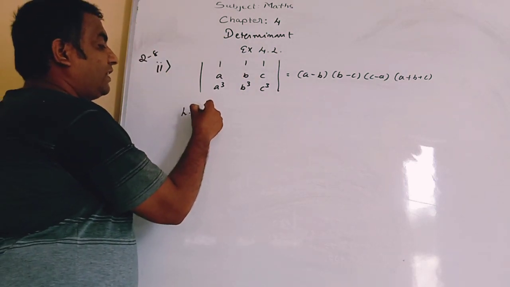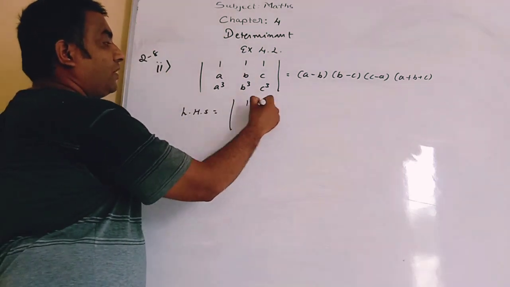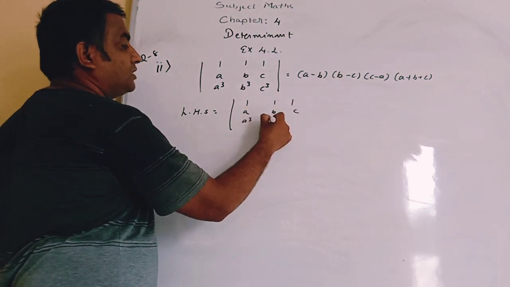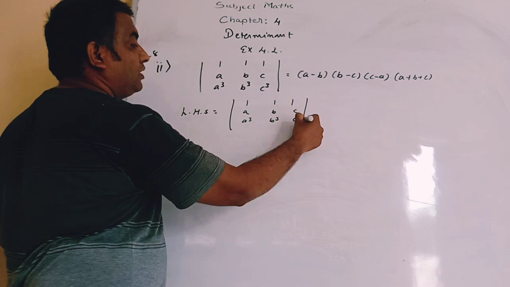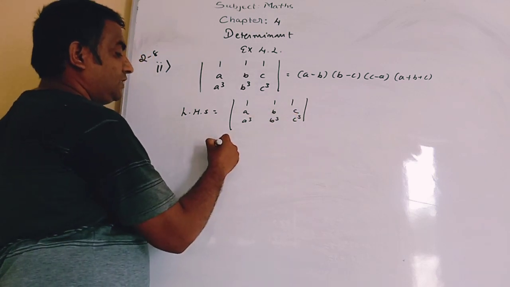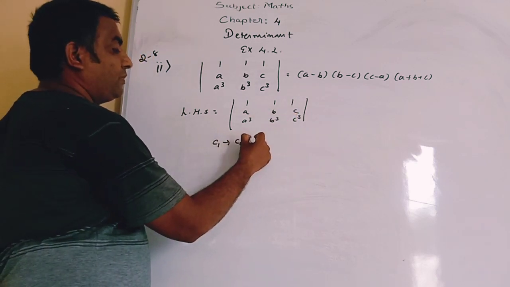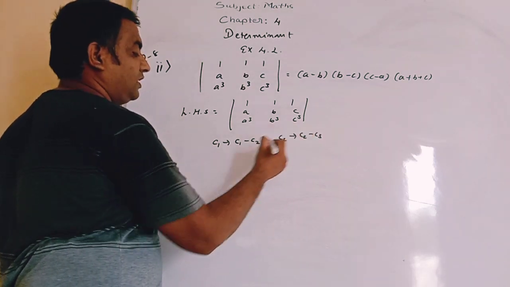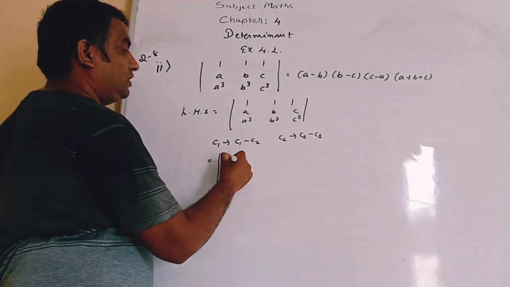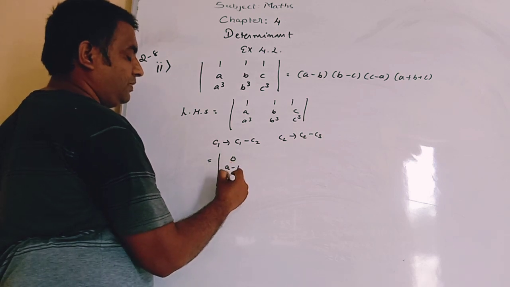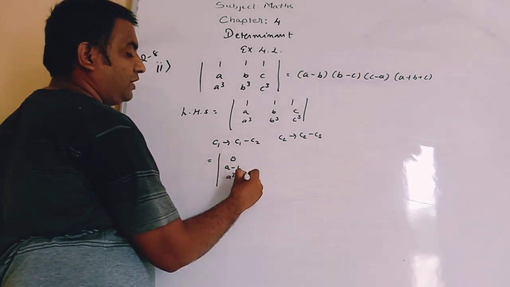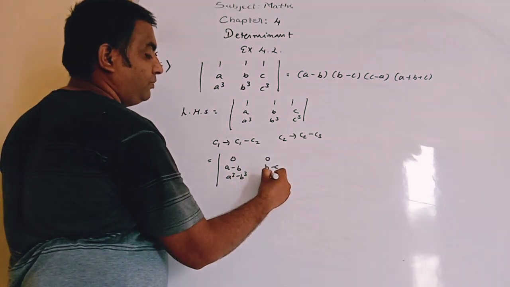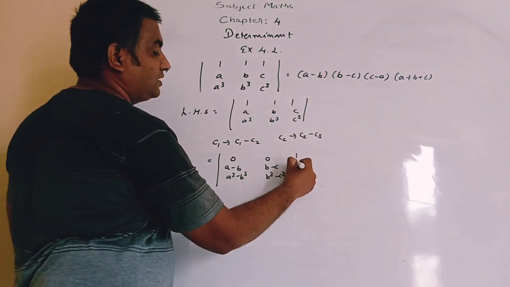So on the left hand side we have given 1 1 1, a b c, a cube b cube c cube. So we apply C1 transform into C1 minus C2 and C2 transform into C2 minus C3. So we have 0, a minus b, a cube minus b cube; 0, b minus c, b cube minus c cube; 1, c, c cube.